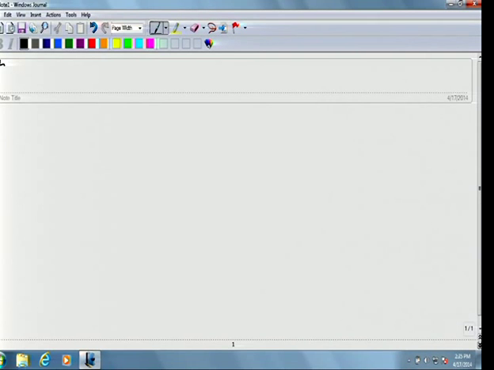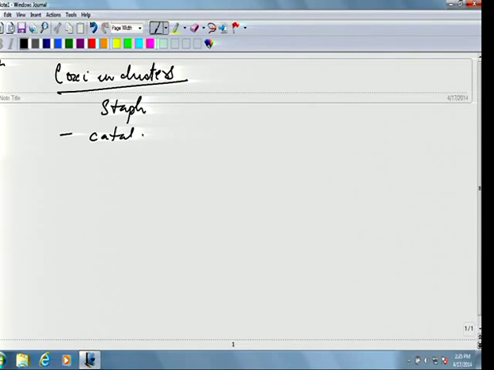Okay, so we'll start off with gram-positive cocci. So you have cocci in clusters, you know, is staph. Then staph is catalase positive. This is something you are not going to forget. Now we are looking at Staph aureus.